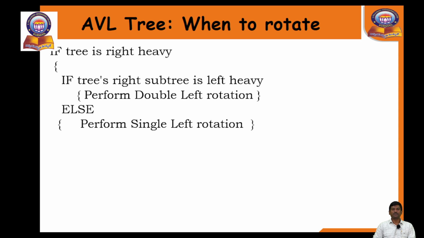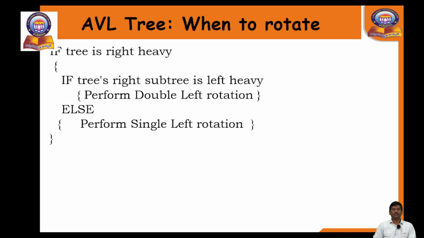What happens if the tree is not right heavy? Then it may be left heavy. That is what we have said about the unbalanced state: either it may be left heavy or it may be right heavy. If both the heights are the same, we cannot say this is an unbalanced tree.